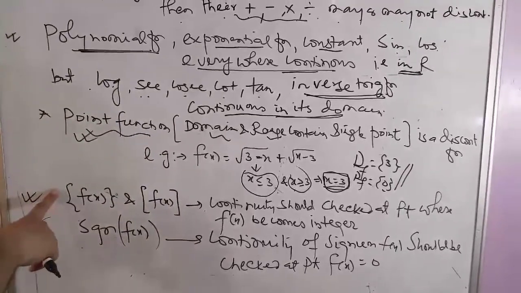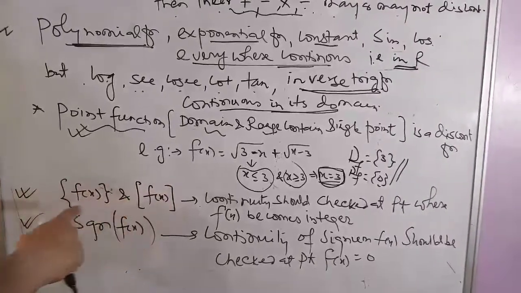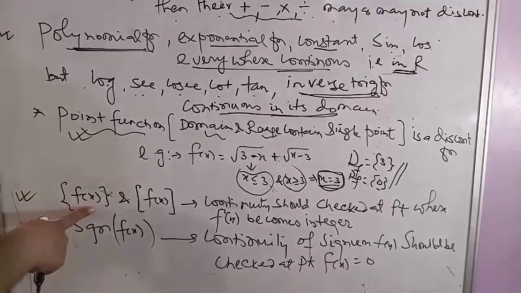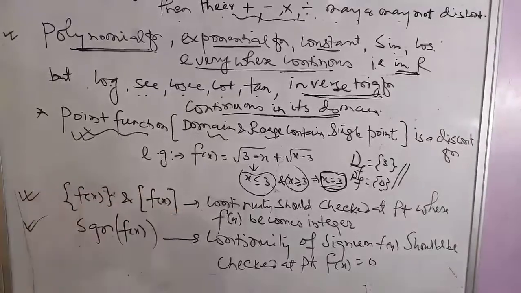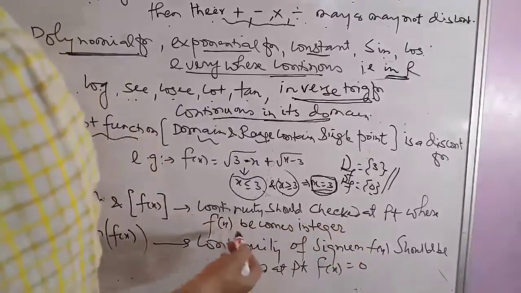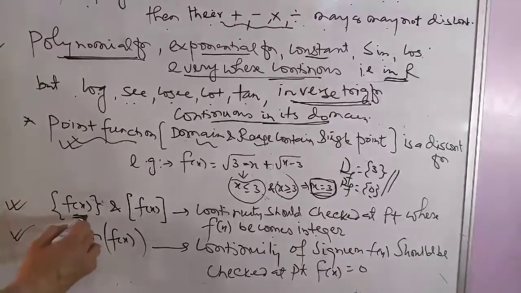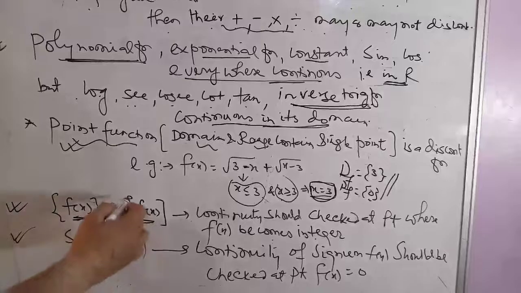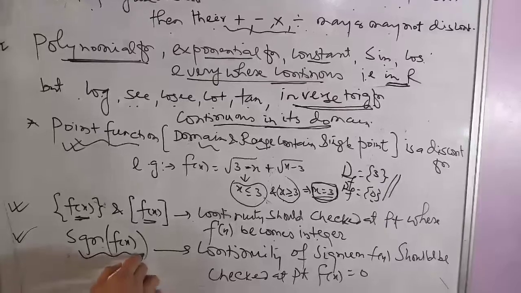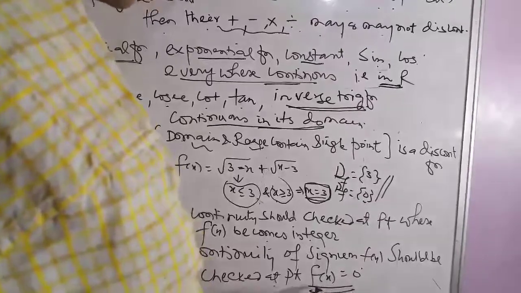Some miscellaneous points. Fractional part of function f(x) or integral part of function f(x): some questions observe the fractional part of any expression of x, or the integral part of any expression of x. In such a case, continuity should be checked at points where f(x) becomes an integer, that is, the values of x where we test continuity. For the signum of any expression, continuity of signum f(x) should be checked at points where f(x) equals 0.